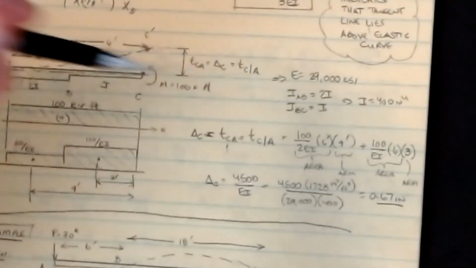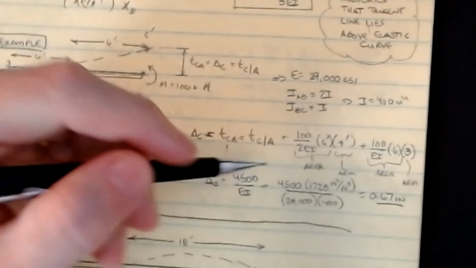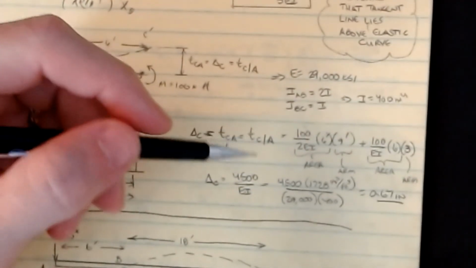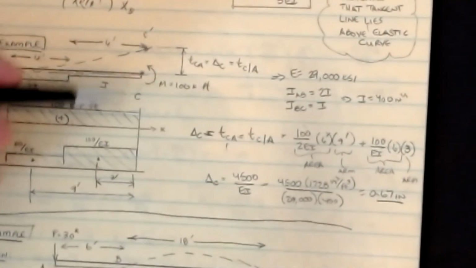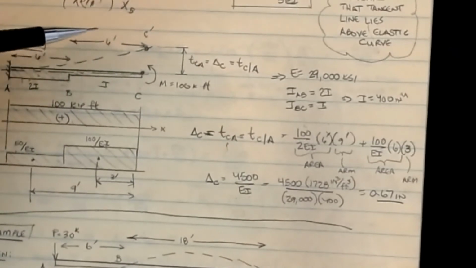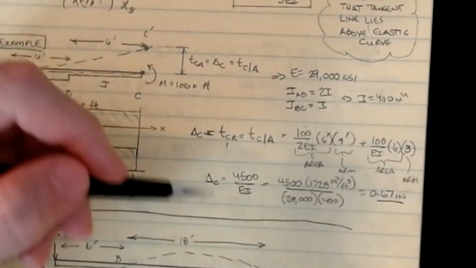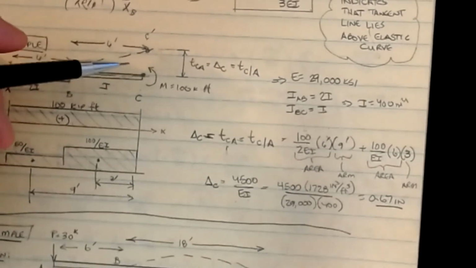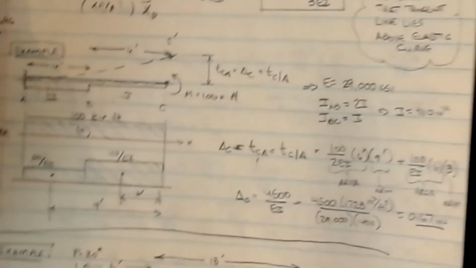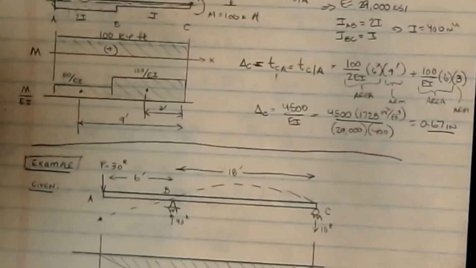And when I do that, you can see that the deflection of this beam is a positive 0.67 inches. Again, the positive tells you that this thing went upwards. So that's a simple way to get some of the basics for this particular deflected shape.